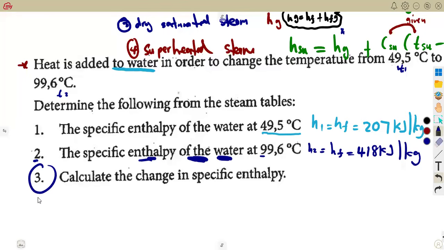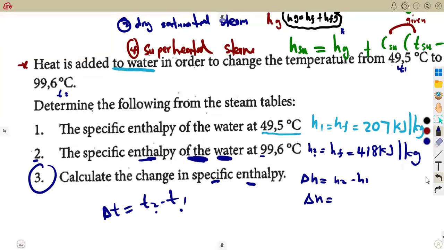Then the last question was to calculate the change in specific enthalpy. What were you calculating before? Specific enthalpy. Now they want you to calculate the change from this one to this one. If, let's say, you're calculating the change in temperature, how do you calculate it? Final minus initial, T2 minus T1. So it is the same thing even for the change in enthalpy: the final one, our H2, minus our H1. Just like we calculate any change, final minus initial.